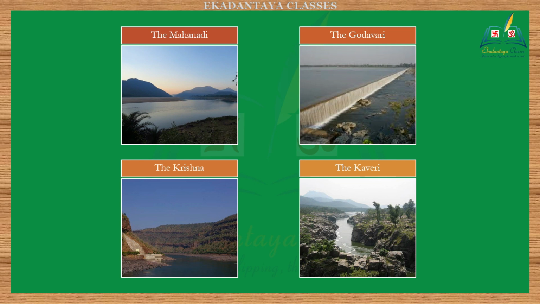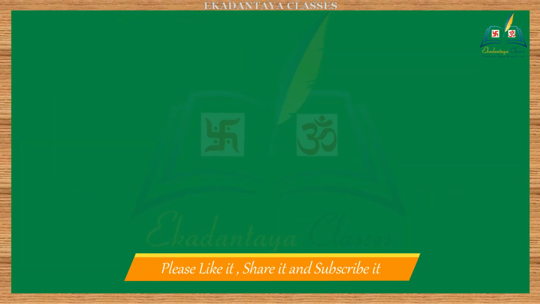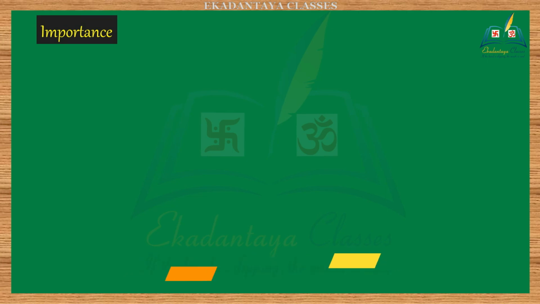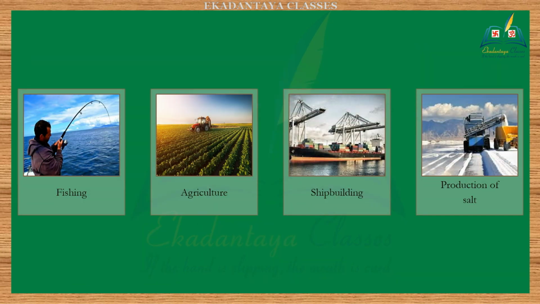Some lagoons are formed in this coastal plain, such as Lake Chilka, Lake Pulicat and Lake Kolleru. Importance: the coastal plains of India provide some natural harbours which help in carrying on foreign trade. They are Kandla, Mumbai, Marmagao, Kochi, Vishakhapatnam, Kolkata, etc. The coastal plains are useful for fishing, shipbuilding, agriculture and production of salt. Many beaches are found along the coast and they attract tourists. The backwaters are useful for navigation.